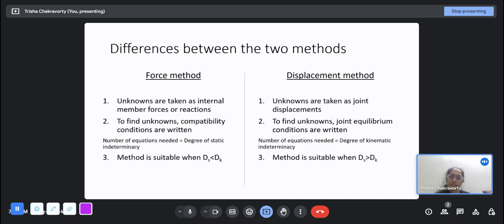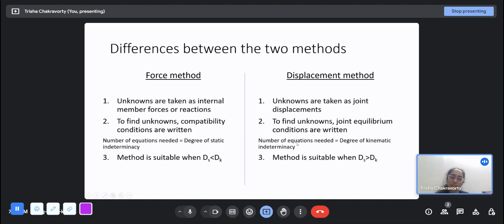Here we briefly recap the differences between the two methods. In the force method, the unknowns are taken as internal member forces or reactions, and in the displacement method, the unknowns are taken as joint displacements. In the force method, to find the unknowns, compatibility conditions are written. The number of equations required is equal to the degree of static indeterminacy. In the displacement method, we write the joint equilibrium conditions, and the number of equations needed is the degree of kinematic indeterminacy.